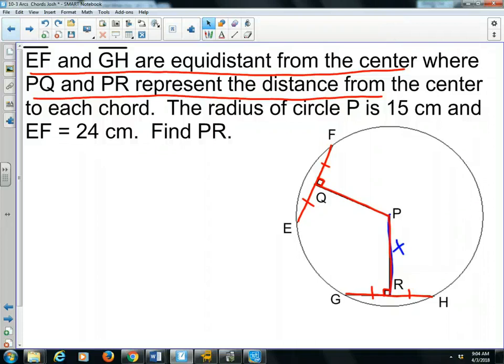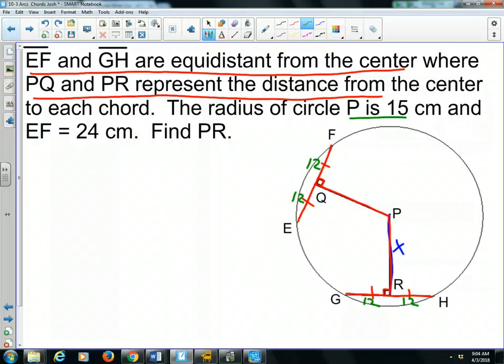So if EF is 24, we could say that this piece is 12 from E to Q, and segment QF is also 12 because 12 plus 12 is 24. In the same way, segment GR is 12 and segment RH is 12. All right, so now we just got to put on this radius is 15.